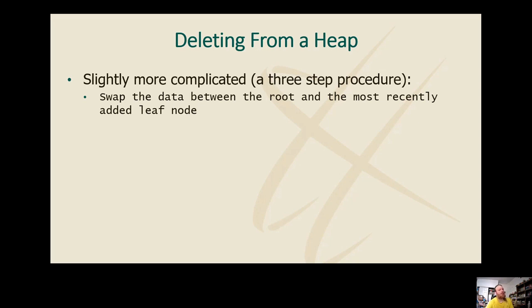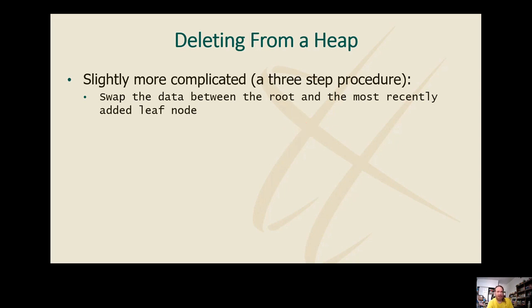Why do we do that? I'm going to draw a small tree this time because I don't want to spend the whole time drawing trees. When we remove, why do we want to swap between the root and the most recently added leaf node? Well, what's the most recently added leaf node? It's this guy. If we swap these two, we can then remove this guy. And watch this. We still have a complete tree. So that's what we do.